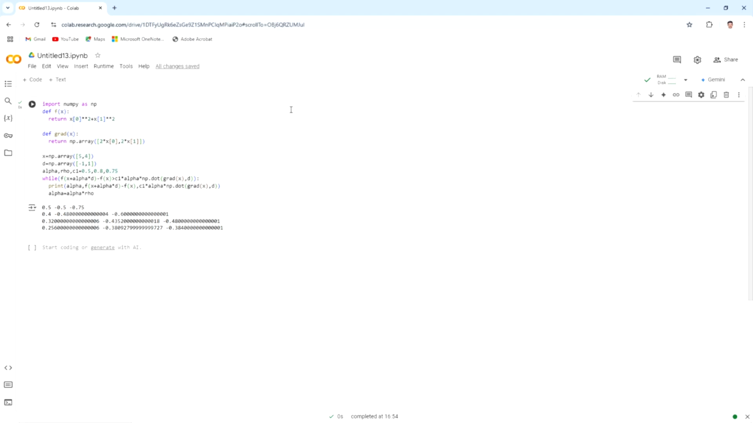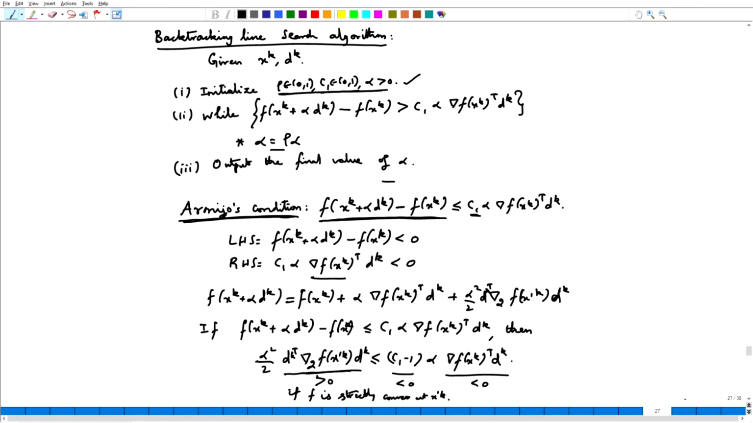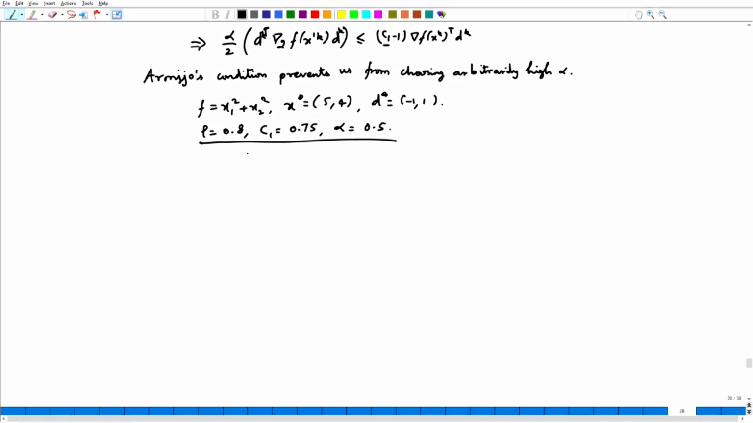This is possibly not very conducive for you to understand. Let me put it in the form of a table here. So, the values of alpha, here it is f of xk plus alpha dk minus f of xk, and here it is C1 alpha del f of xk transpose dk.